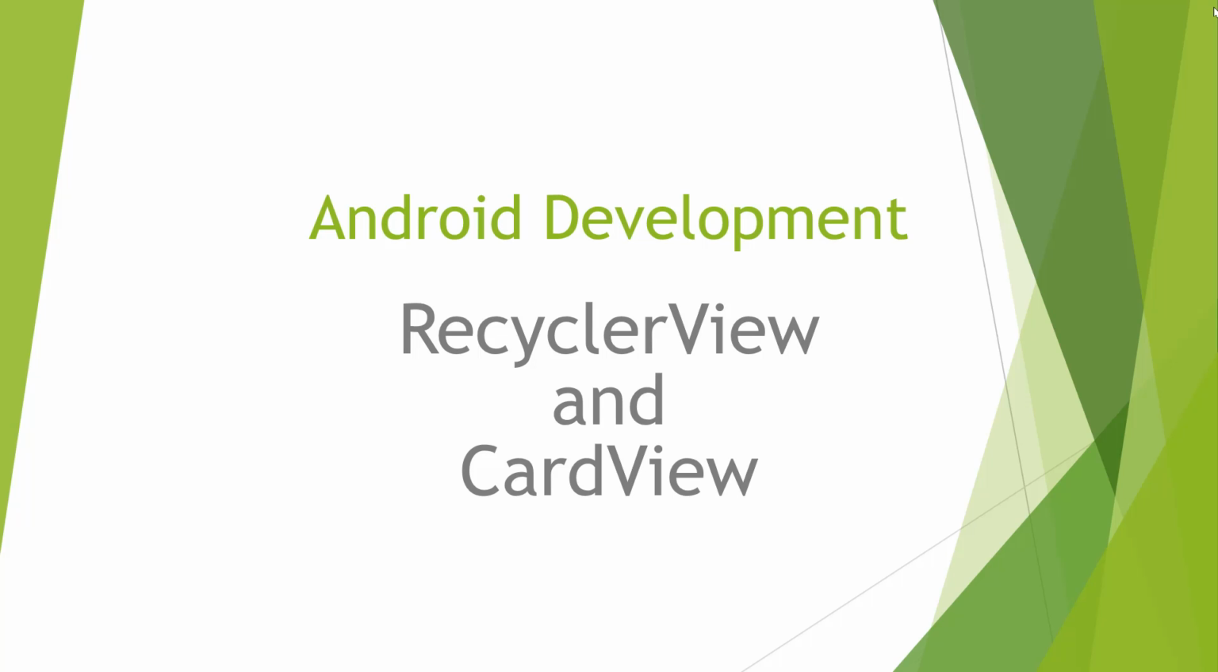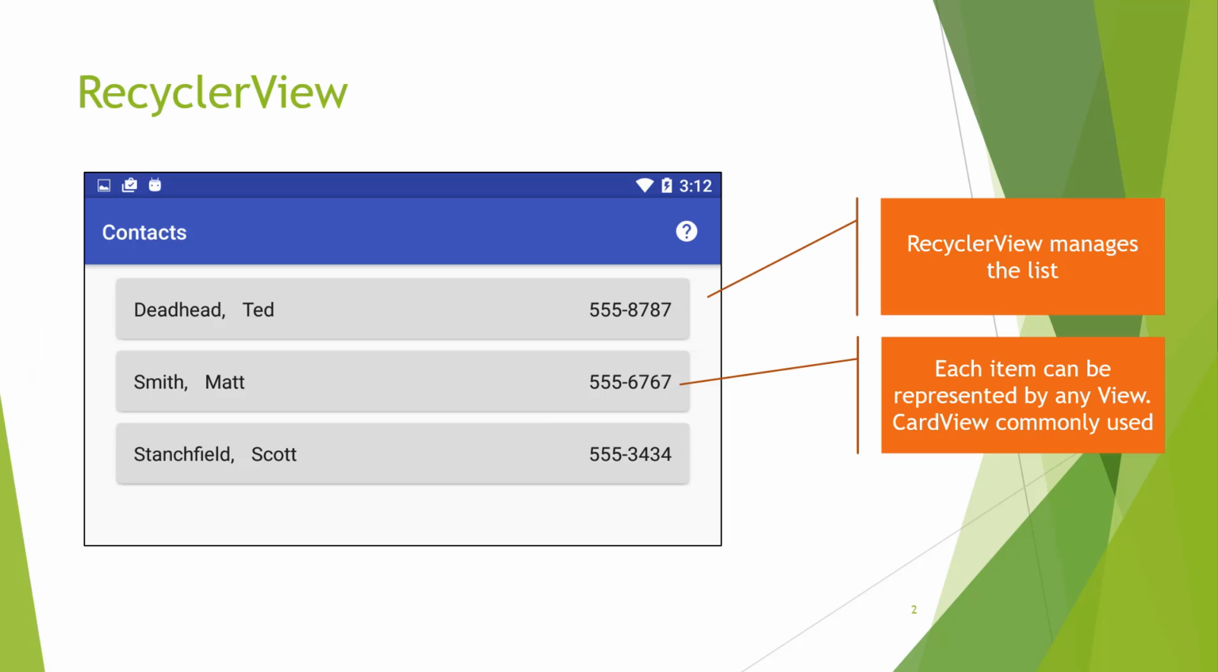Let's talk about RecyclerView and CardView in Android. To start with, just to show you where these things are used, RecyclerView is basically something that'll manage a list of things on the screen. They can show up as a linear list, they can show up as a grid. There's a couple different layouts you can use for them. But the RecyclerView is the guy that manages the entire content.